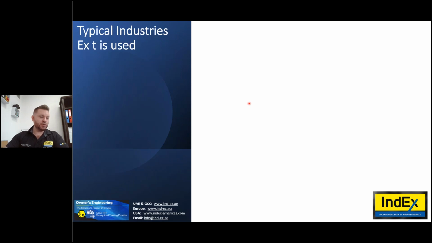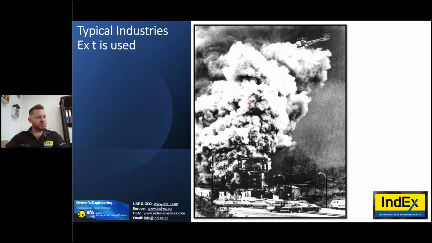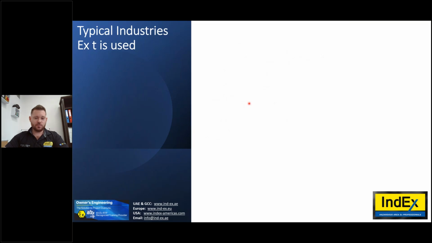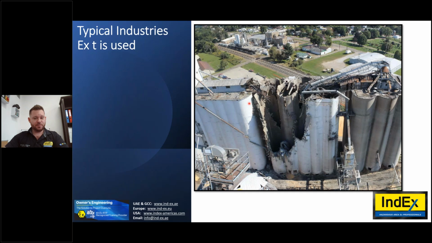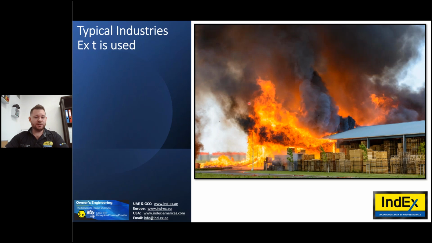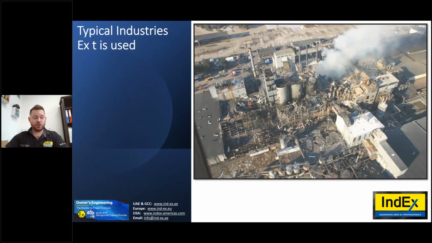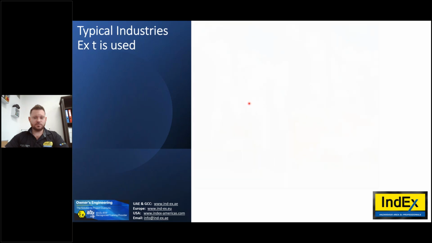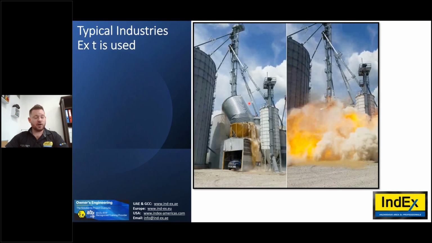So typical industries in which we will see EXT be used. The most recognizable one for all of us would be the coal industry. Within the coal industry, there have been significant events from the late 1800s onwards. We also have the grain industry and agricultural. We also have the wood, paper, and pulp industries. Sugar industries and other food industries. Once again, grain and agriculture.